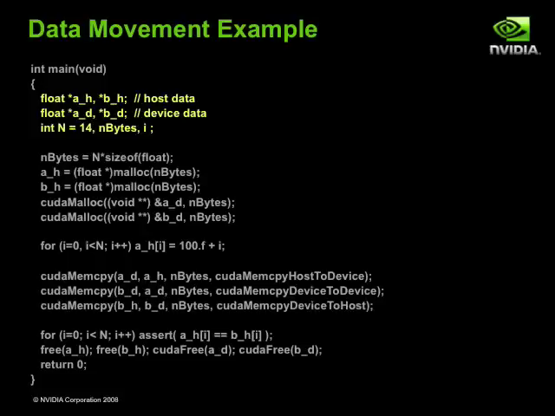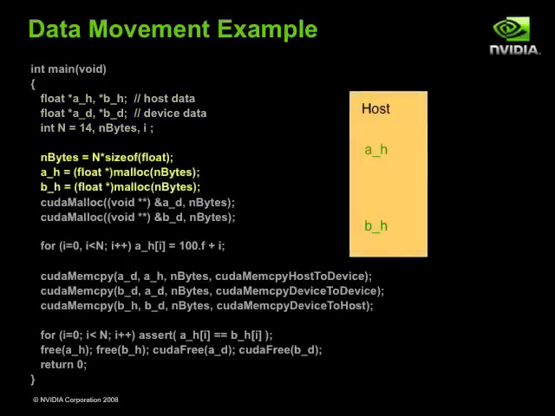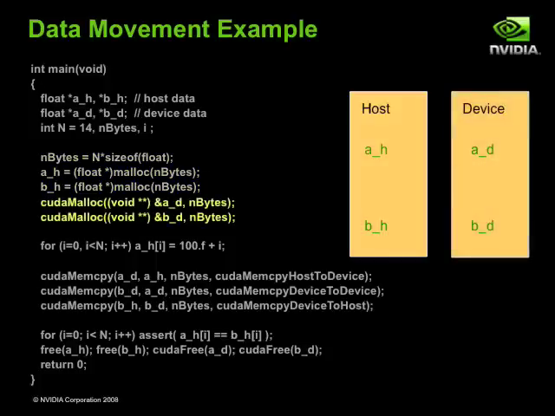In the highlighted section of code, note that pointers to host and device memory are declared in the same manner. The h and d suffixes are simply a convention used to aid the programmer in distinguishing between the two memory spaces. The highlighted section of code in this slide calculates the number of bytes to be allocated for each array, and then uses C's malloc function to allocate the 2 arrays on the host. Likewise, cudaMalloc is used to allocate the 2 arrays on the device.